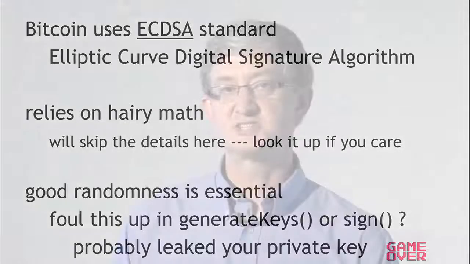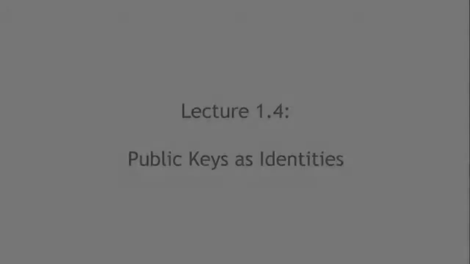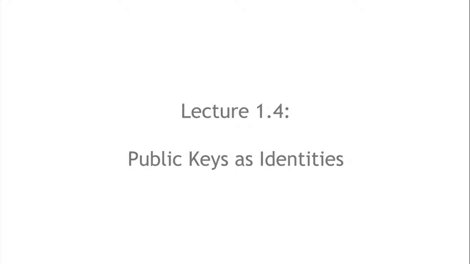So that completes the discussion of digital signatures as a cryptographic primitive. In the next segment, we'll move on and talk about some applications of digital signatures that will turn out to be useful in building cryptocurrencies. In segment 1.4, having covered digital signatures, we'll talk about a nice trick that goes along with digital signatures.